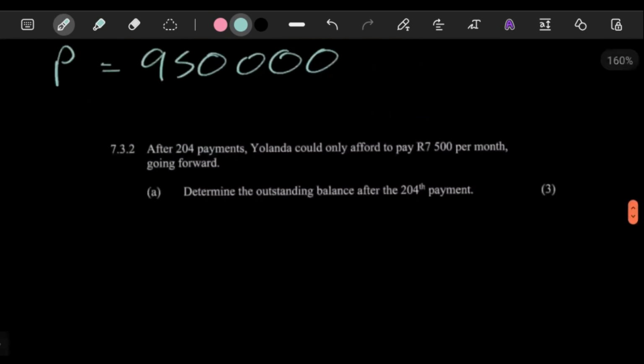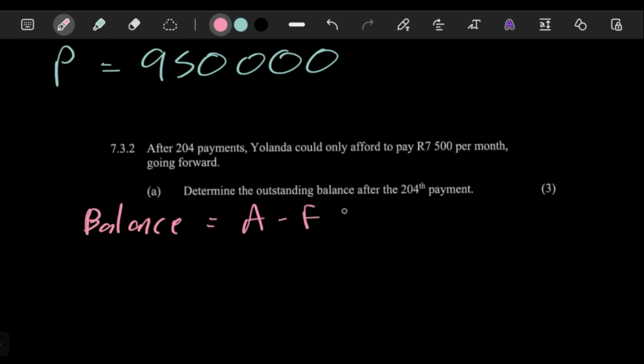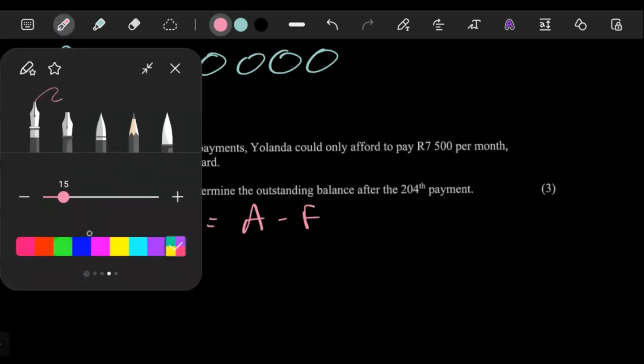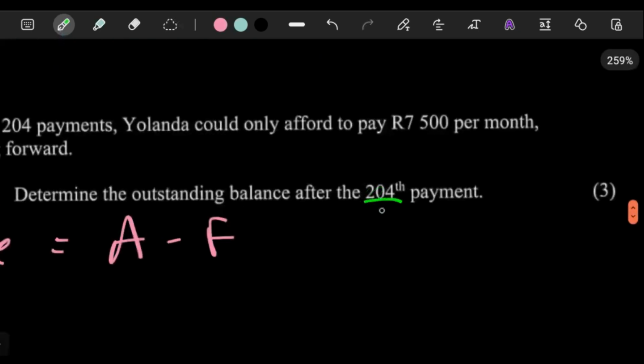So moving on, it says, after 204 payments, Yolanda could only afford 7,500 per month going forward. Determine the outstanding balance after the 204th payment. If you're going to get the balance on a loan, there are two ways to do it. The main way that I always use is the A minus F formula. That's how you can get the outstanding balance on the loan. Balance is equal to A minus F, but here you will use it based on the number of payments that have been made.